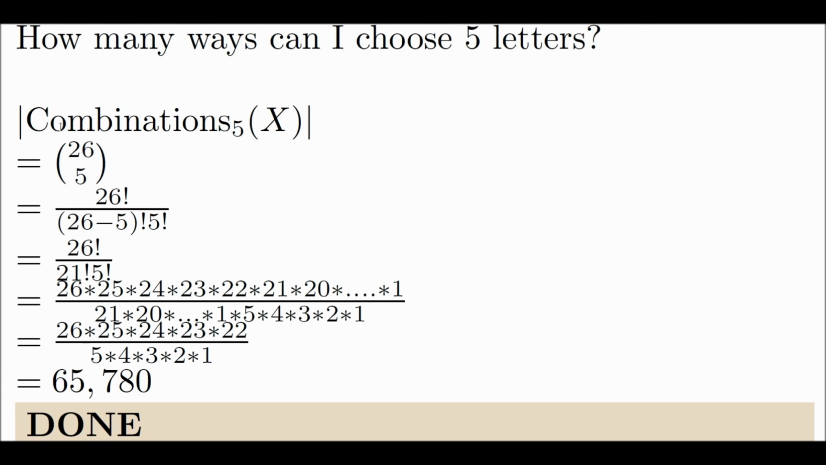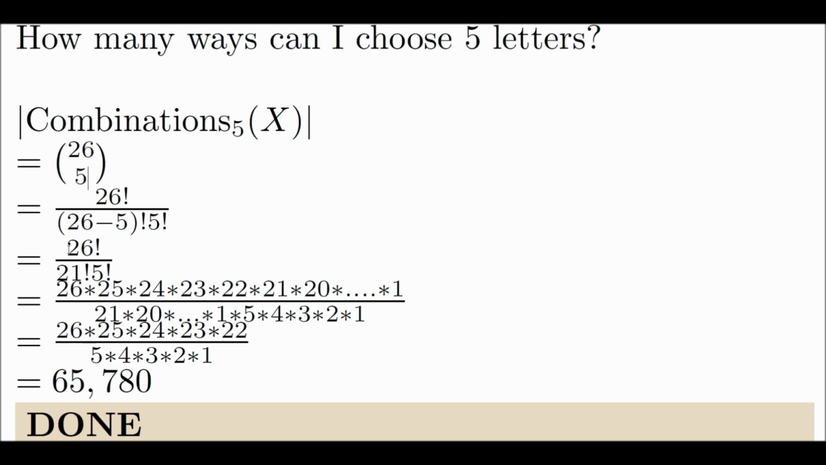So what I'm really trying to find is the number of combinations of those letters of size 5. This will be the number of ways I could take 5 letters from this set of letters X. So there's 26 letters. I want to choose 5 of them. So this is 26 choose 5. Here's the formula for that. Just plug 26 and 5 into this.